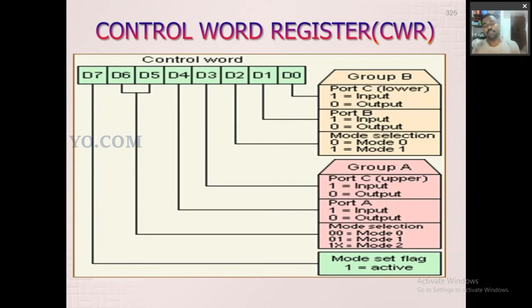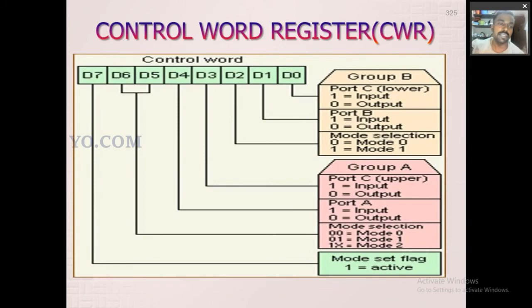Next one is group A. D3 is dedicated for port C upper. If port C upper is 1, it acts as an input, 0 means it acts as an output. Then D4 is dedicated to port A. If D4 equals 1, port A is an input, if D4 is 0, port A is an output.